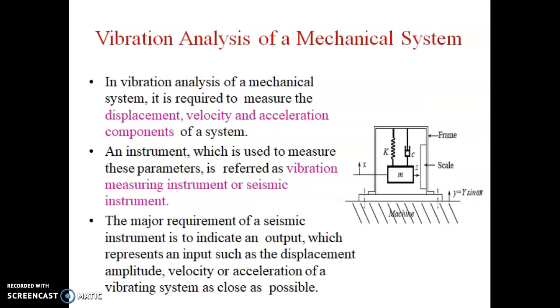Now, the vibration analysis of a mechanical system. In vibration analysis of a mechanical system, it is required to measure the displacement, velocity, and acceleration components of a system. So measuring displacement, velocity, and acceleration components is known as vibration analysis of a mechanical system. The instrument which is used for this vibration analysis is known as a vibration measuring instrument or seismic instrument. The picture of a seismic instrument is shown here.